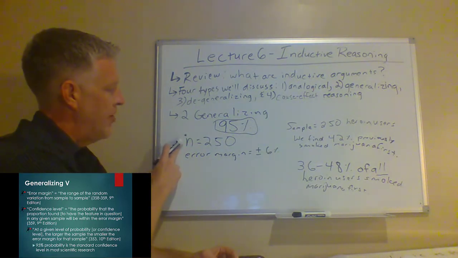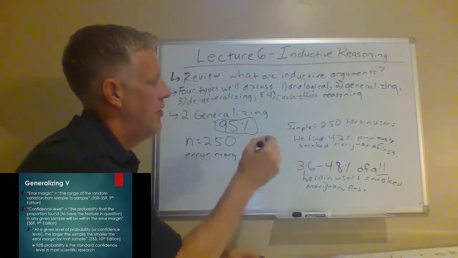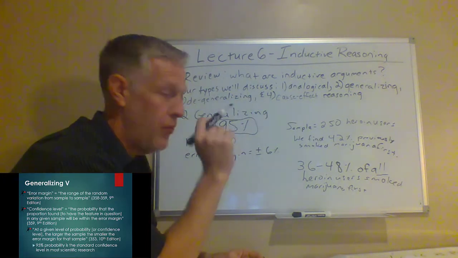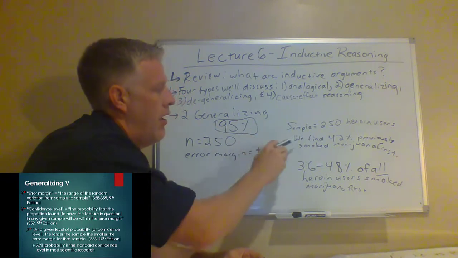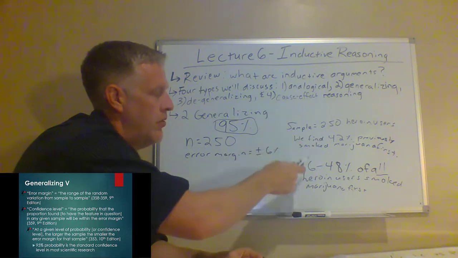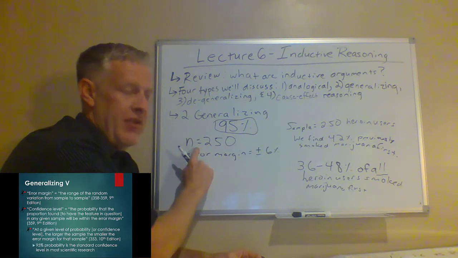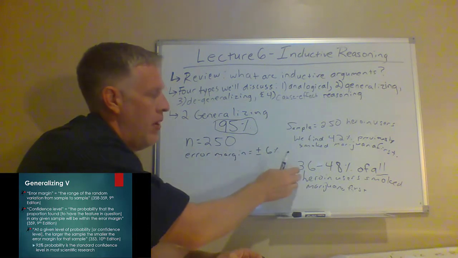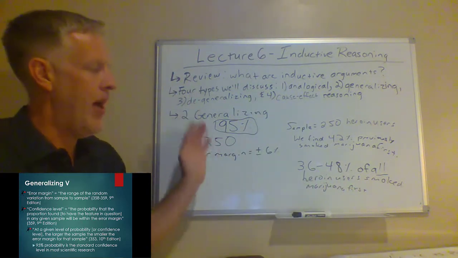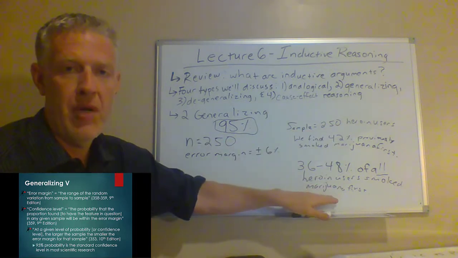So again, if we're working with a sample size of 250, so we've interviewed 250 heroin users, randomly selected from all heroin users, and that's important, randomly selected, and we found that 42% of that sample had smoked marijuana before using heroin, then we can be 95% sure, given the error margin for such a sample size, that 36 to 48% of all heroin users, all members of the population, not just the 250 we hold, smoked marijuana first.